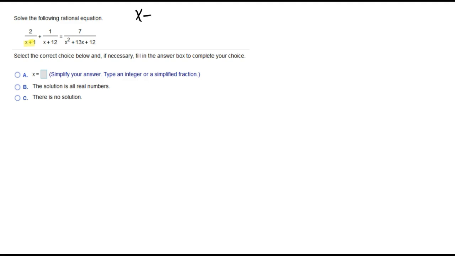So our first denominator is x plus 1. We'll set that equal to 0 and get x equals -1. So for my first restriction, it's x is not equal to -1. Because if x is equal to -1, that means this denominator would equal 0, and dividing by 0 is undefined.